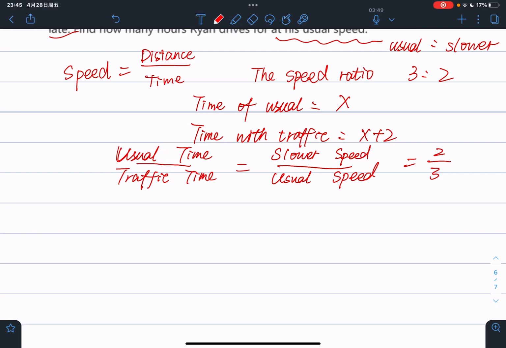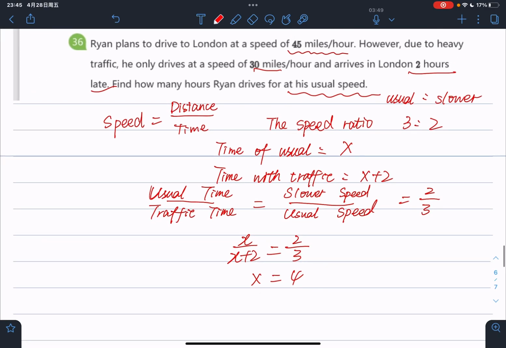So we use the simplified speed ratio and time expressions. We can write down the proportions as x to x plus 2 equals 2 to 3. And then to solve for x, we can cross multiply, and then we can find out the value of x, that is 4 hours. All right, so Ryan would have driven for 4 hours at his usual speed if there wasn't any heavy traffic.